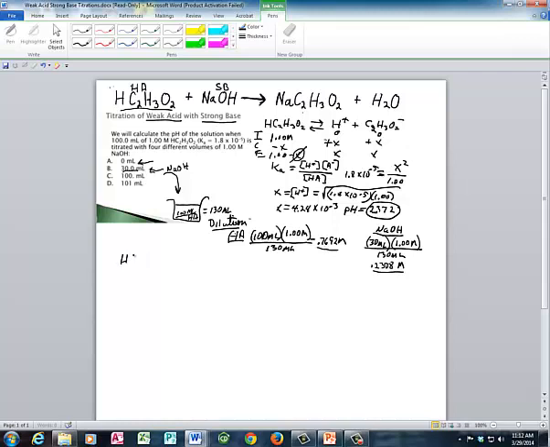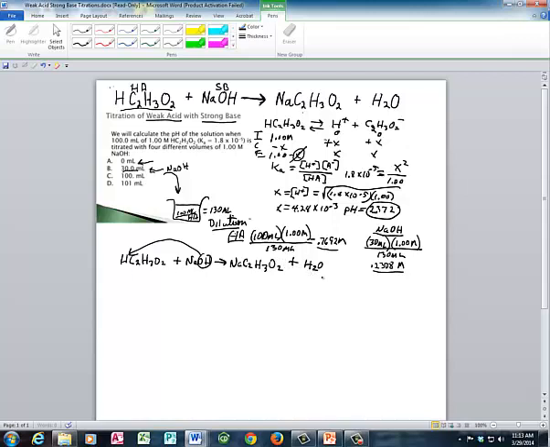Reaction: HC2H3O2 plus NaOH goes to form NaC2H3O2, and we're going to form some water. We're forming water because the hydroxide ion is reacting with the hydrogen ion from the acetic acid, and that gives you H2O. That's actually the driving force for a titration.